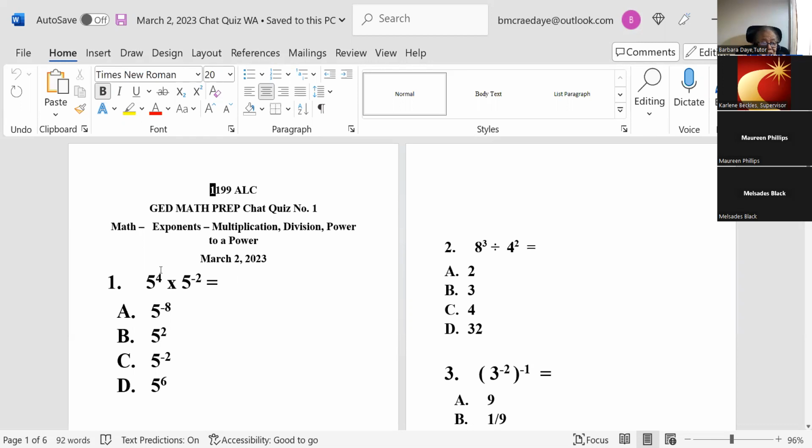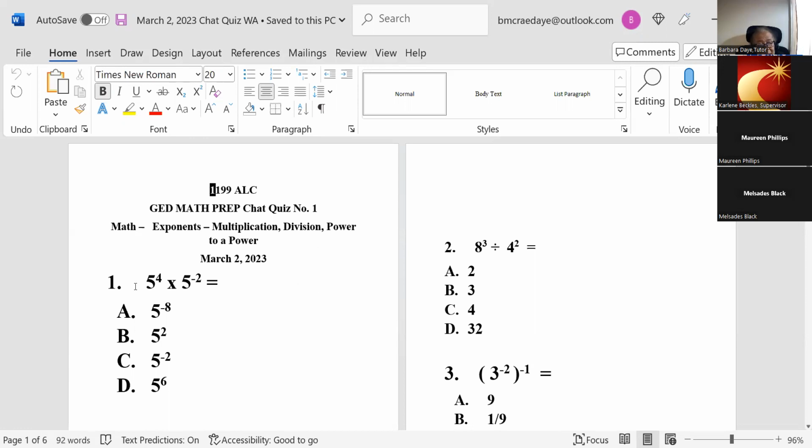This is a multiplication. What do we do with the exponents when we multiply, Maureen? What do you do with the exponents? Multiplication? Do you get those mixed up? What do you do with the exponents when you multiply? Same base? What do you do with the powers? Divide.